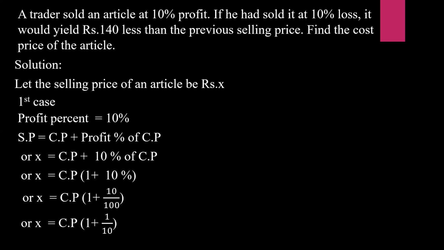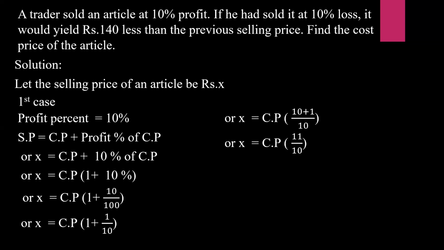So I think up to here it's clear. Now we can take the LCM. Now this is 10 plus 1 by 10. Now, if we cross multiply, then we'll be getting the CP as 11 by 10. Now, before we proceed, look at the question. In the second case, there's 140 less. The selling price is 140 less.